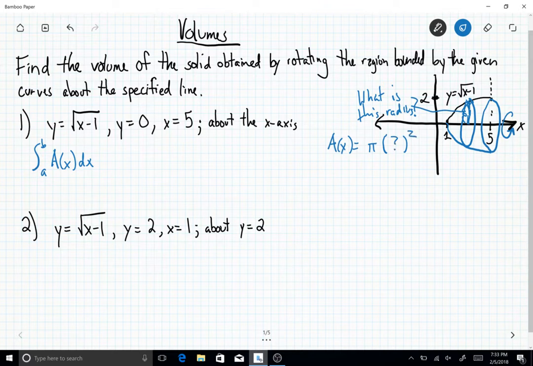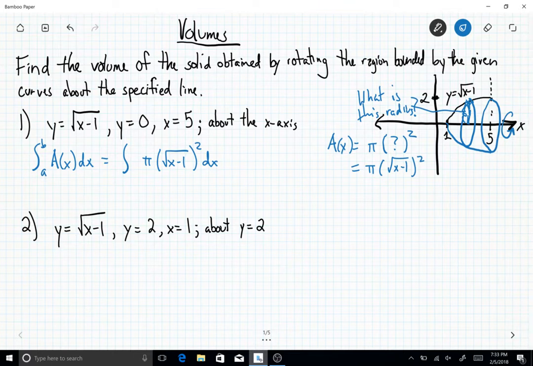So what is that question mark? Well, the question mark is just that distance from the x-axis to whatever point occurs on that little curve right there. Well, that point at any given x value is going to be the square root of x minus 1, the quantity squared. So this whole equation, I won't fill in the a to b just yet, but we can have this is pi times the square root of x minus 1, the quantity squared dx. Okay, so that's not so bad.